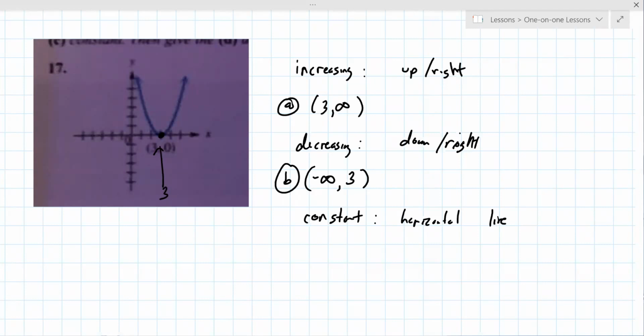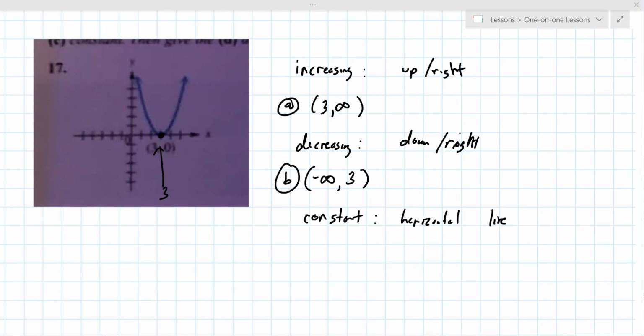So C is not applicable? Not for this one. All right. Now for D, give the domain and the range. Yeah, so this one, you would actually want to do this first.